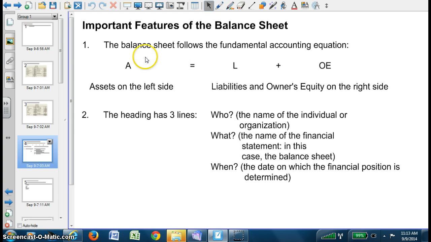So the first one is notice how the balance sheet follows the fundamental accounting equation that we talked about the other day. Assets equals liabilities plus owner's equity. Assets are on the left side and liabilities and owner's equity are on the right side. When you go to do a balance sheet, the heading has three lines. So each heading will have who, or the name of the individual, the organization, what, the name of the financial statement, in this case the balance sheet, and when, the date on which the financial position is determined.